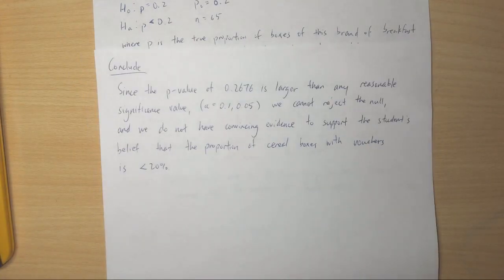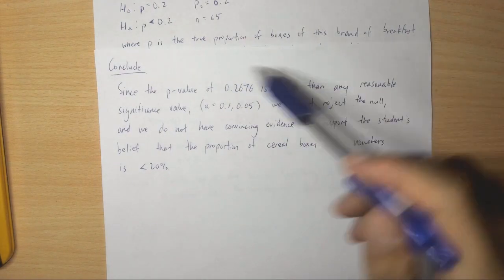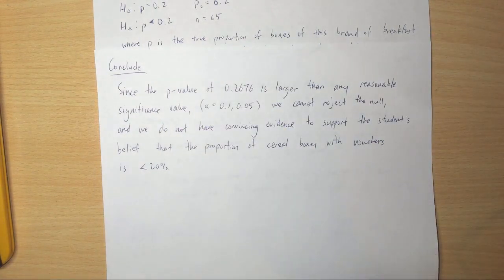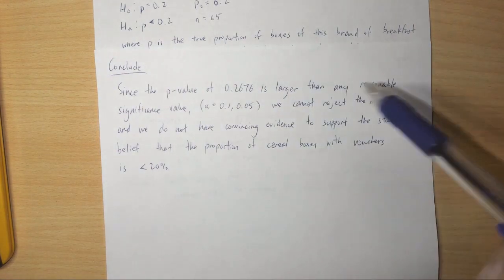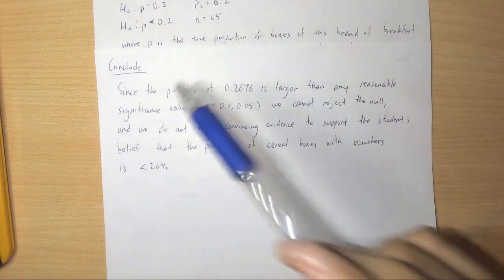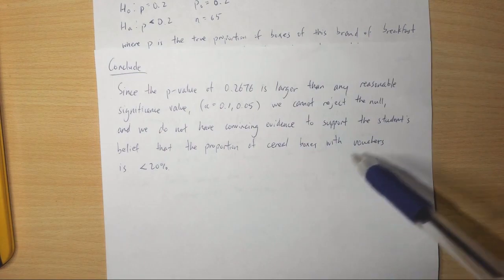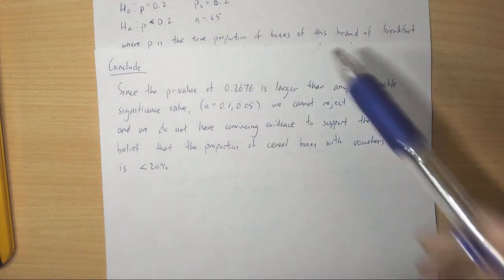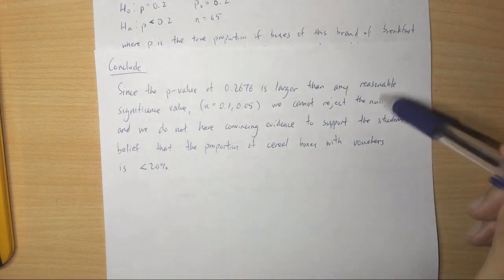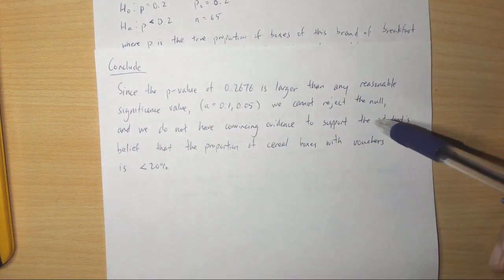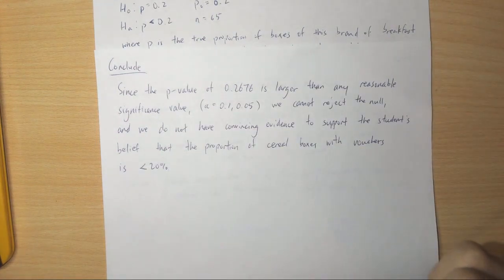Finally, the last part of the significance test, the conclude section. So either the p-value is larger than the significance value, or the p-value is smaller than the significance value. So if it's larger, then you can't reject the null. And if it's smaller, then you do reject the null. And then you say you either have convincing evidence or you don't have convincing evidence of the alternative hypothesis. So if the p-value is larger than the significance value, in this case, we can't reject the null, and we don't have convincing evidence to support the hypothesis.